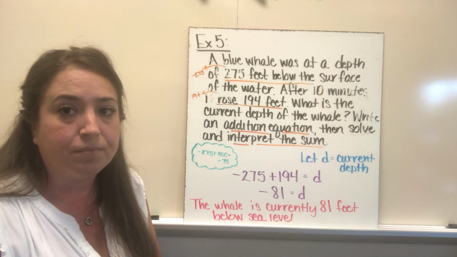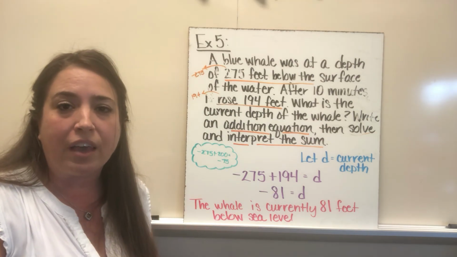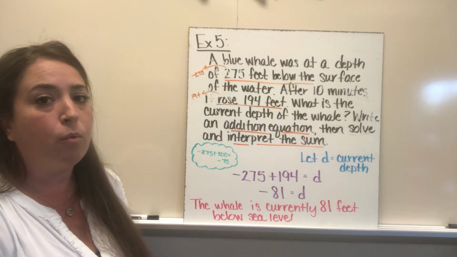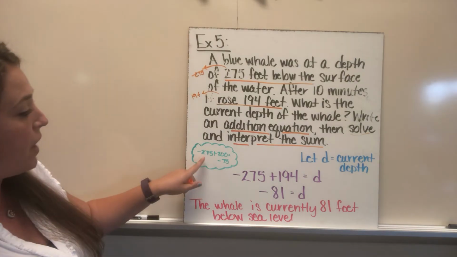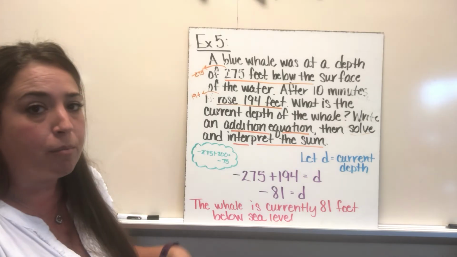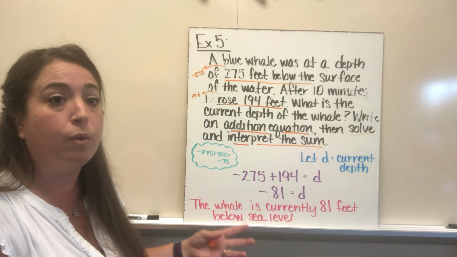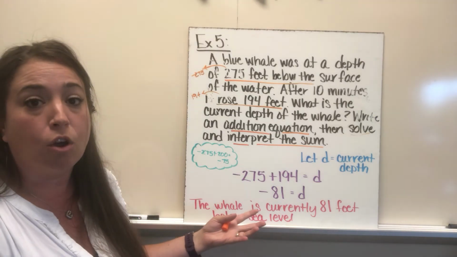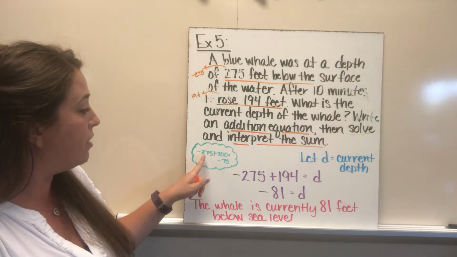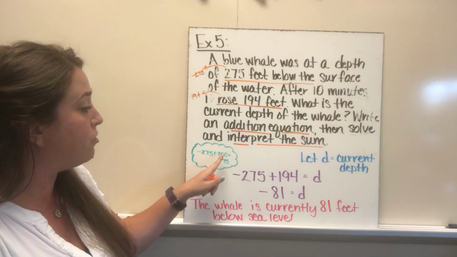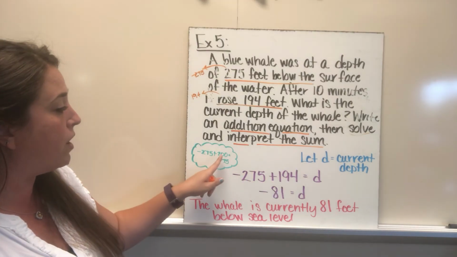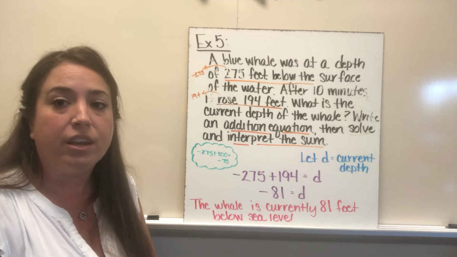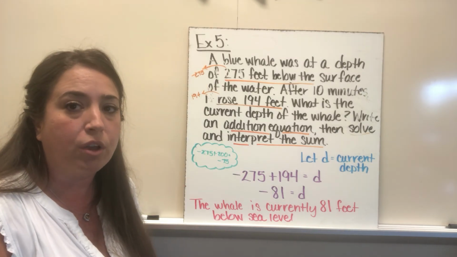Before I even work out the calculations for this, because these are some larger numbers than I dealt with in the previous examples, I did a think cloud for estimation, which is a nice idea when you're doing multi-step problems or when you're using larger numbers. Negative 275 plus 200, which is what I rounded 194 to, is going to give me about negative 75 for my answer. So that's what I'm looking for.